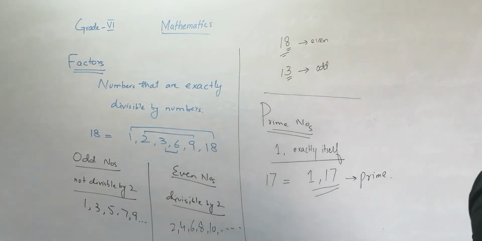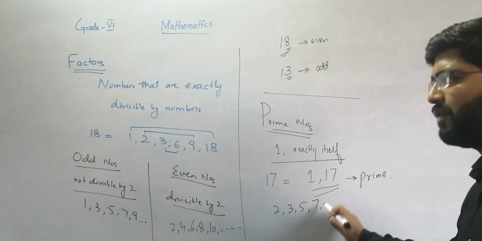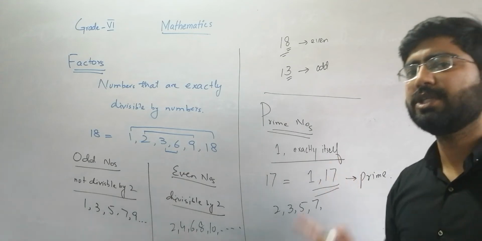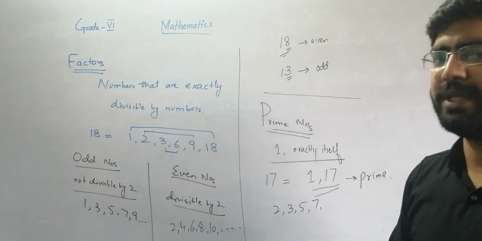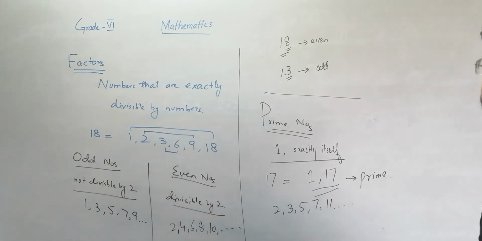So the examples of prime numbers are 2, 3, 5, 7. 9 cannot be a prime number because 9 is a multiple of 3 into 3. Since it is a multiple of 3 into 3, 9 cannot be a prime number. 11 is a prime number and so on.